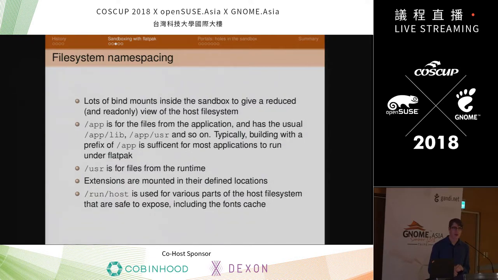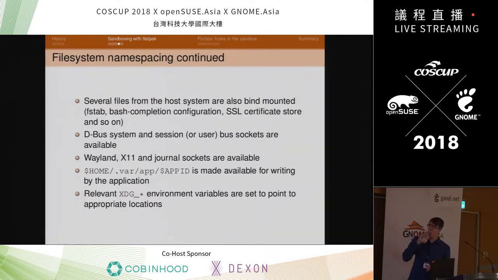There are also a few other bind mounts. /run/host is where pretty much everything from the host, like font caches and icons, all those sorts of read-only things from the host system that are safe to expose to the sandbox, are placed. Those also include things like fstab and your SSL certificate store. This is why there are so many individual mounts into the sandbox. There's a lot of things from the host system that you want to keep working. You need your SSL certificate store so that all your HTTPS still works inside the sandbox.